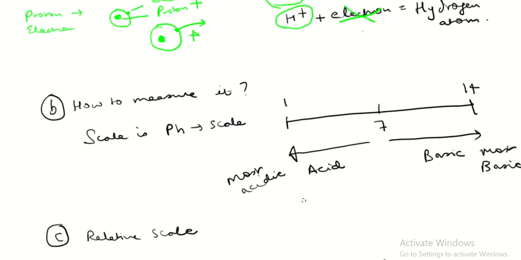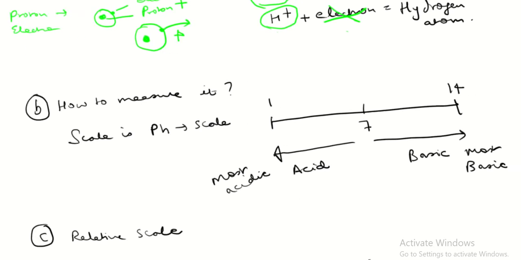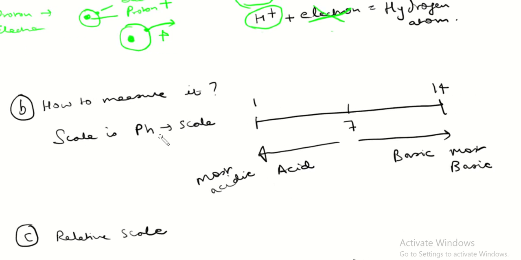How do you measure it? When you have a variable, you want to measure it. So the way that this is measured is it's called a pH scale. And it's just like temperature. Temperature is measured with degrees Celsius or Fahrenheit, right? Same thing for pH. Easy, right?